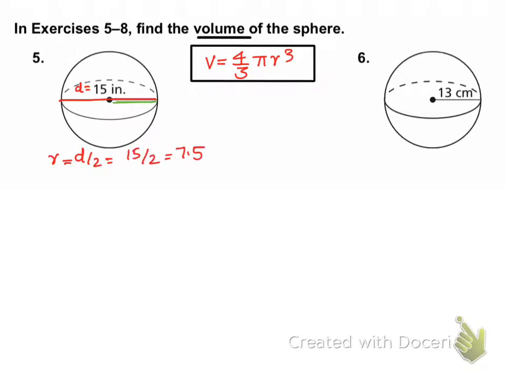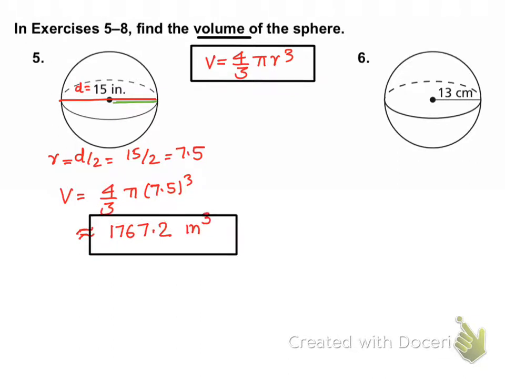I have the formula, it's simple substitution. So V is equal to 4 over 3 pi times 7.5 cubed. And just use the calculator. Make sure you don't plug in 3.14 for pi. Just use the pi button, and then it's going to be roughly equal to 1767.2, and the unit is inches, and because it's a volume, it's going to be cubed.